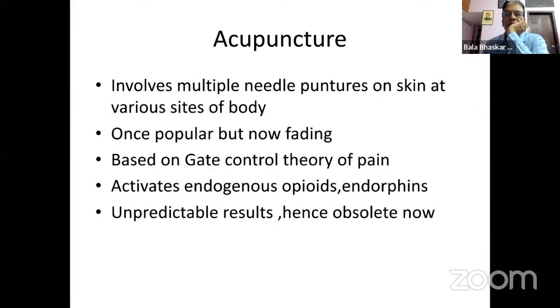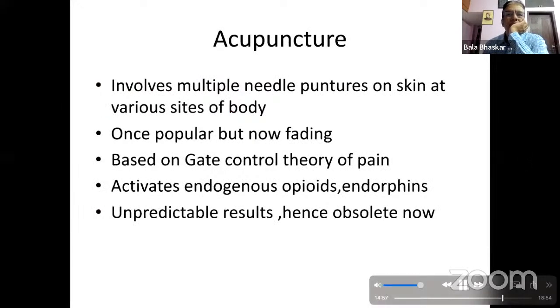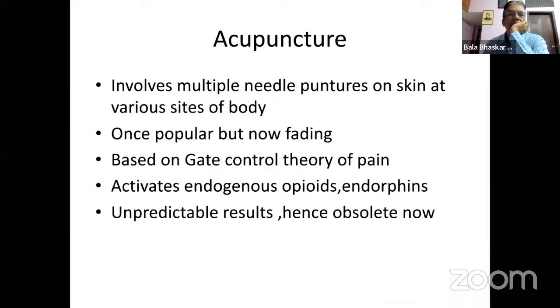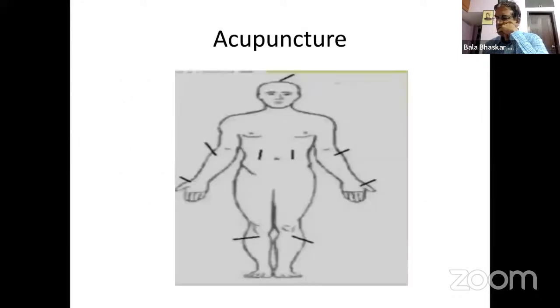Lastly, acupuncture is another modality which has been tried. It involves multiple needle punctures on the skin at various sites of the body. Once it was a popular technique practiced by the Chinese, but now it's a fading specialty. It's based on the gate control theory of pain, which says it activates the endogenous opioids and increases endorphin levels. Since unpredictable results are there, it is obsolete now. So it cannot be practiced alone. It has to be combined with MAC, that is monitored anesthesia care. This picture shows the acupuncture needles on various sites of the body, so-called meridians.